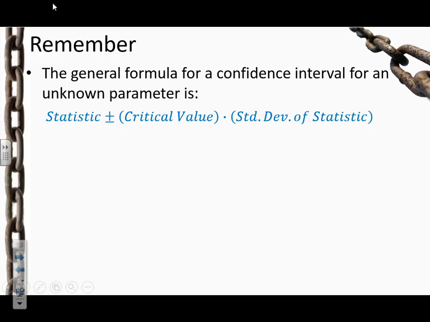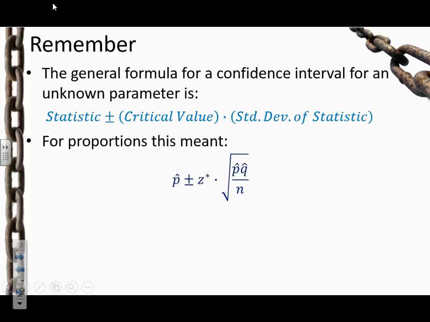Now, when we deal with confidence intervals for means, we're going to have the same general formula. We're going to take a sample mean plus or minus a calculated critical value times the standard error for our mean. Okay? But when we work with means, things get a little more complicated. This was our formula for proportions. P hat, sample proportion, plus or minus Z star, times the standard error, square root of P hat times Q hat over n.